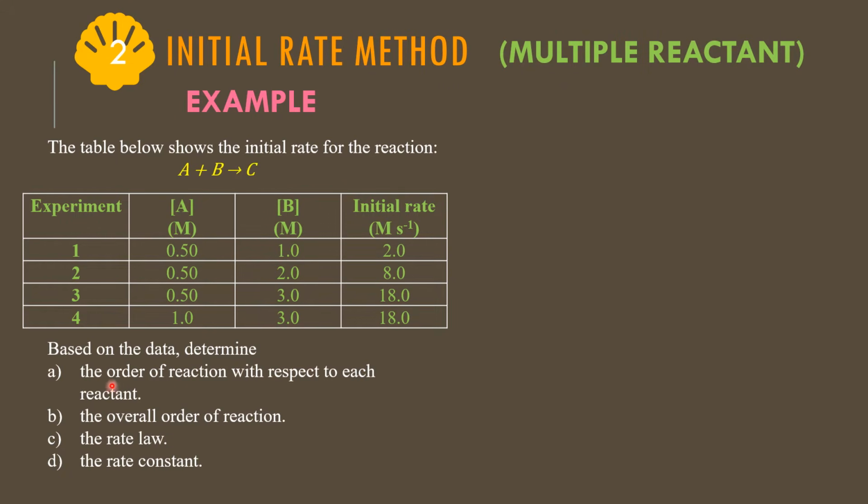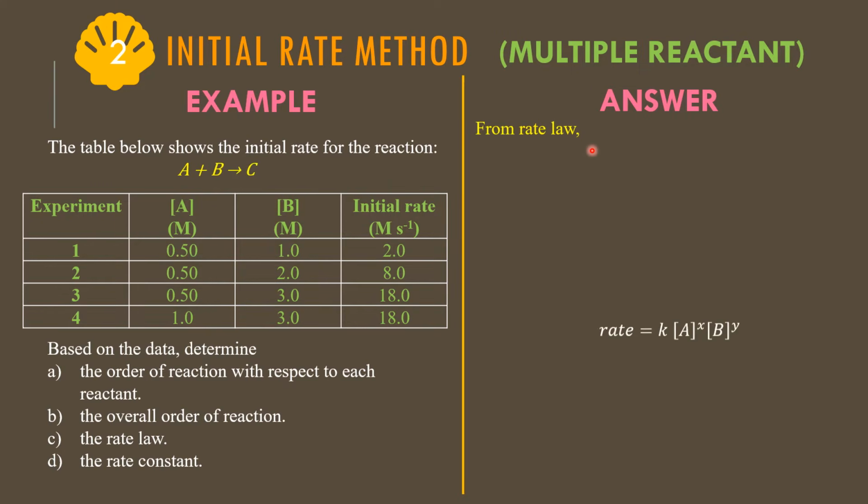Question A minta kita cari order of reaction untuk setiap reactant, iaitu order of reaction untuk reactant A dan order of reaction untuk reactant B. So, to answer this question, first of all, we must write the rate law. The rate law for this reaction is rate is equal to k times concentration of A power of x times concentration of B power of y. x adalah order of reaction untuk A, y adalah order of reaction untuk B.